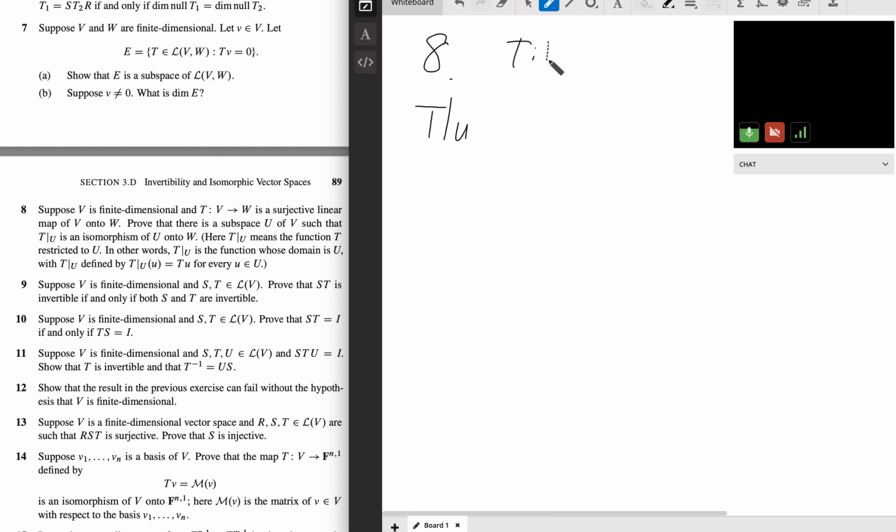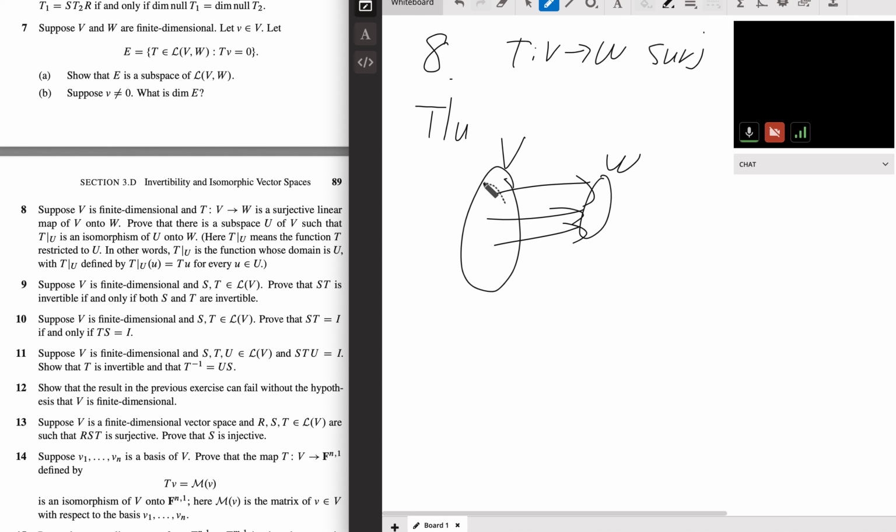So you have a linear map from V to W which is surjective, and prove there's a subspace U of V such that T restricted to U is an isomorphism from U onto W. Okay, so we have V mapping to W and it's surjective. And you restrict the linear transformation, which is surjective, to a smaller subspace of V. Everything else is extra anyways.